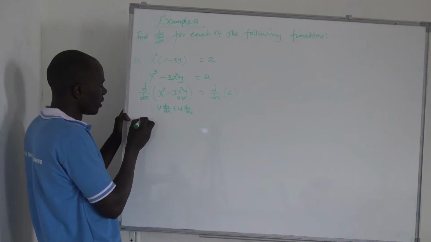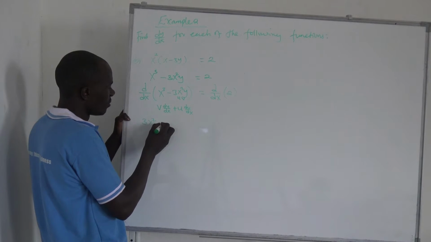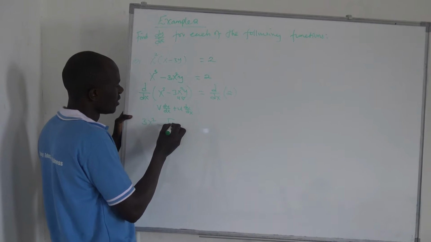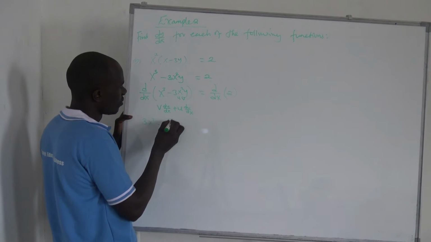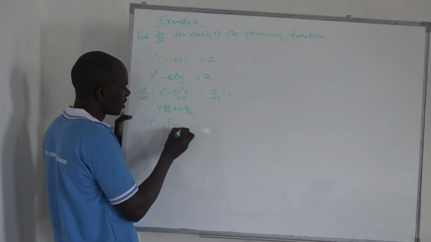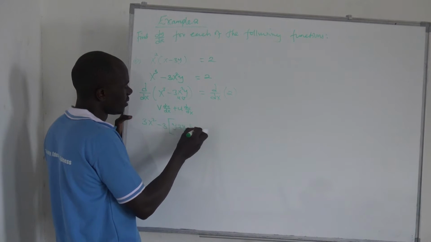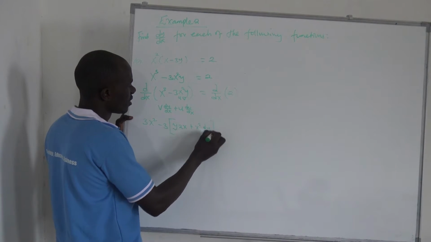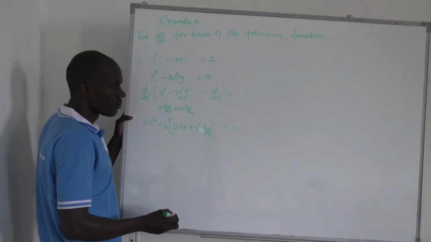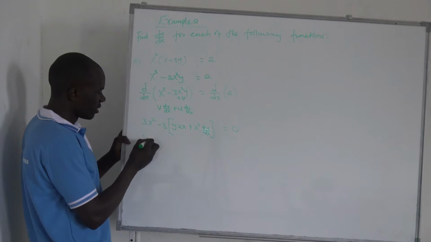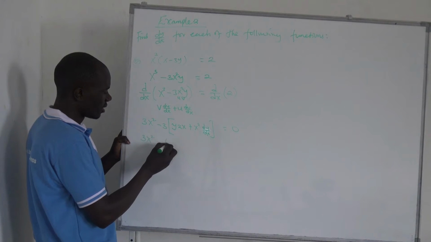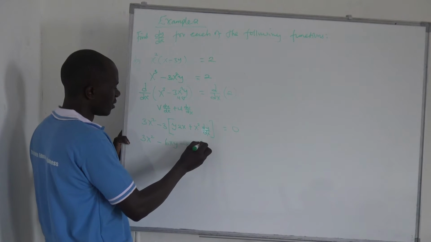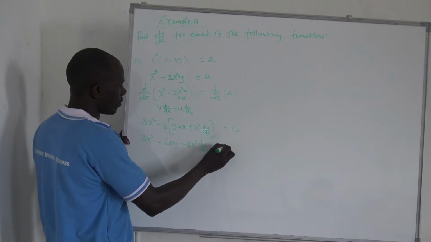Bring the formula of v du/dx plus u dv/dx. So when you differentiate x cubed, what do we get? We get 3x squared, minus 3 into, what is our v? It is y. When you differentiate x squared, what do you get? 2x, plus, what is our u? x squared. When you differentiate y, we get dy/dx, equals, when you differentiate 2, you get 0. So can we open? We get 3x squared minus 6xy minus 3x squared dy/dx equals 0.